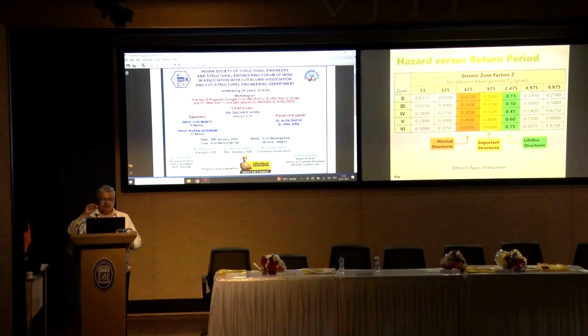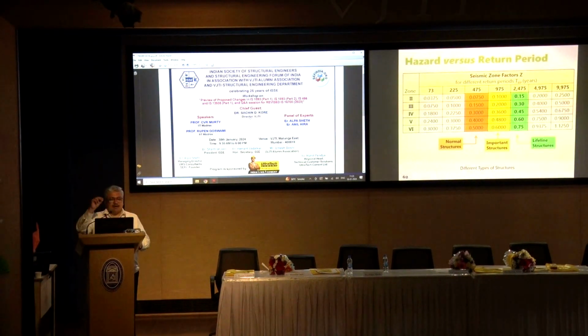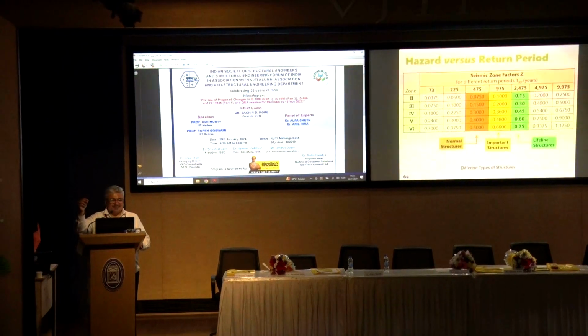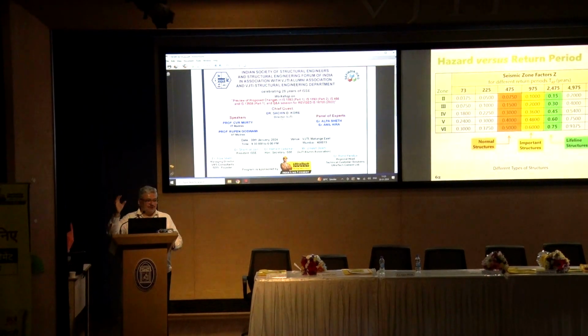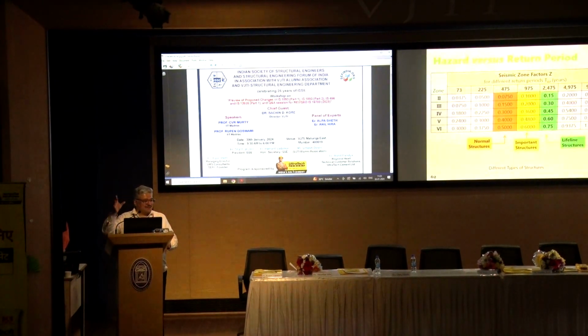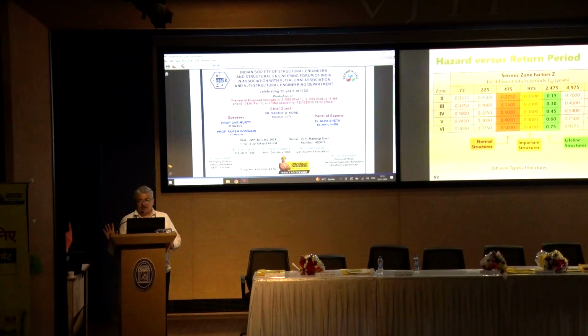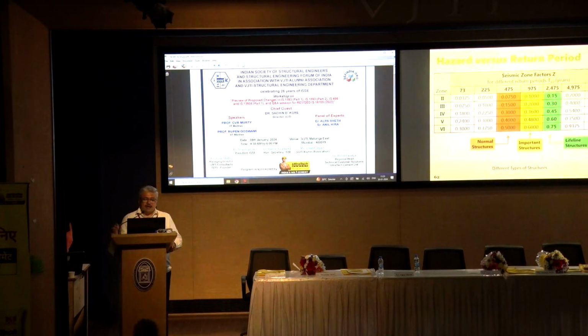right? Of course you can see that the numbers are rounded. When you do such rigorous analysis, you will never get exactly rounded off 0.15, 0.3 and so on. So though these numbers are rounded, the trend is perfectly in place, in order. And so we get these lower values of Z.